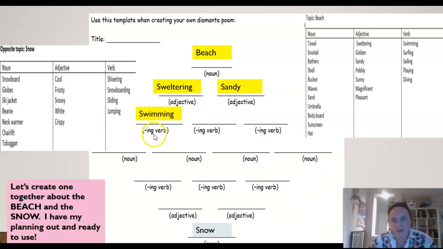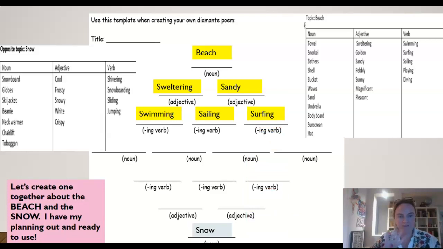Okay, my 3rd line. So I need to have my ing verbs. So swimming. Now yesterday, if you only had swim, you need to today make sure you change it to an ing verb. So swimming. Swimming is one that follows the rule of needing to have a double consonant. Sailing. Yes, you go sailing at the beach. Surfing. I like to go surfing at the beach.